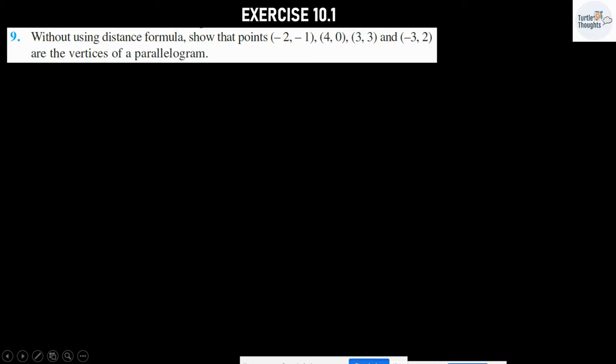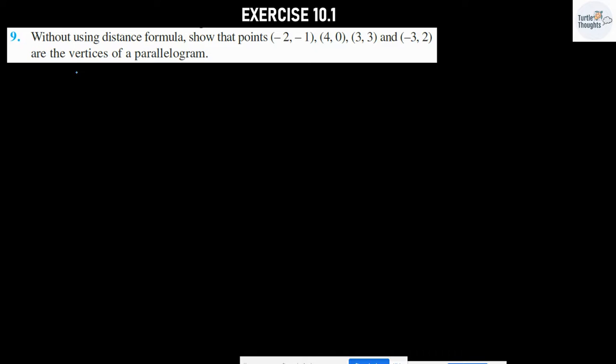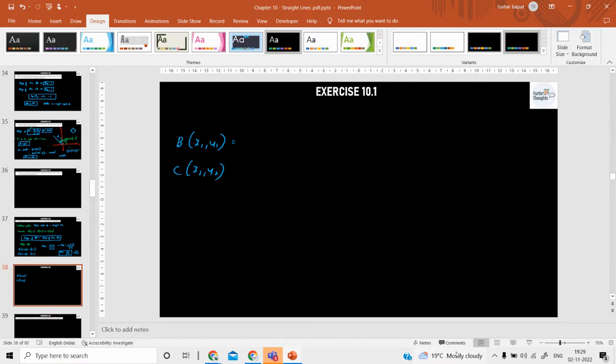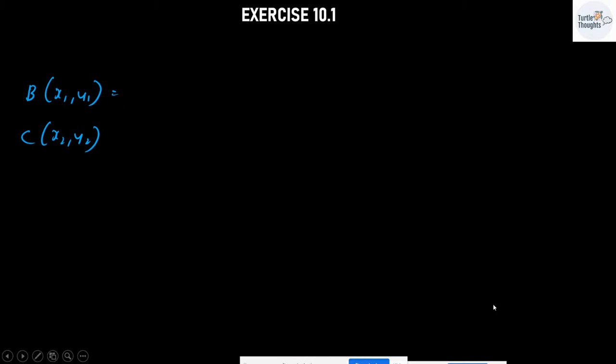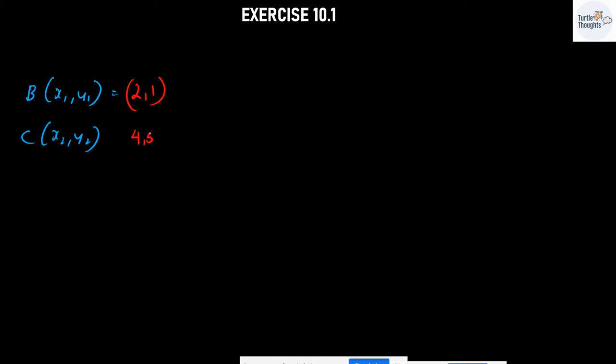Okay, fine. Next, I can take the slope of line BC. If I consider B as x1 y1 and C as x2 y2, B I have taken as, let me just remove the question over here. So B is 2 comma 1 and x2 y2, which is C, is 4 and 5.